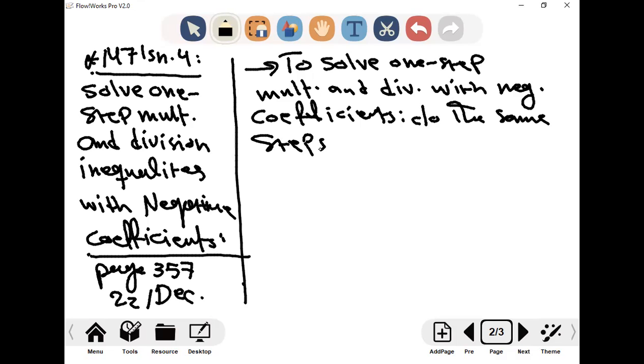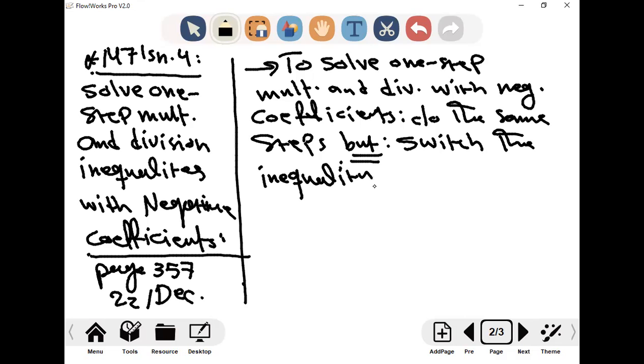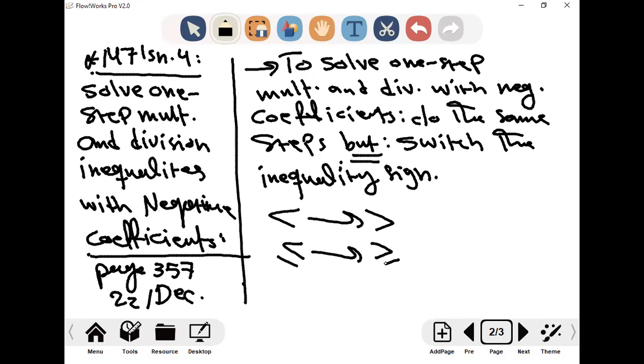So here, do the same steps, but stay less than or equal, more than or equal. Got it? But switch the inequality sign. If it's less than, it will be more than. If it's less than or equal, it will be more than or equal. If it's more than, it will be less than. If it's more than or equal, it will be less than or equal.